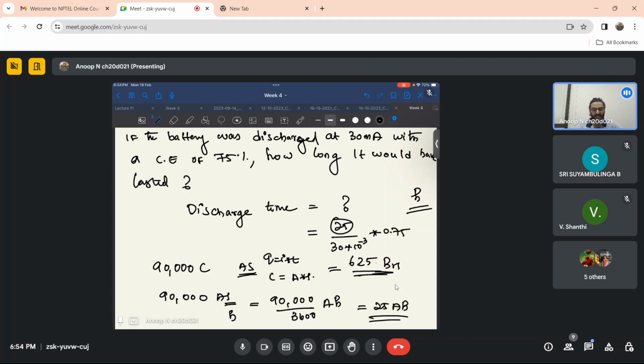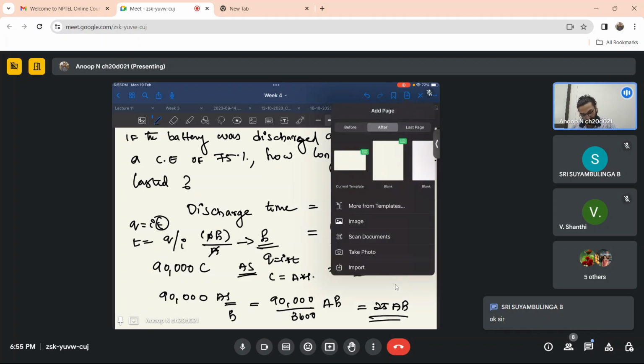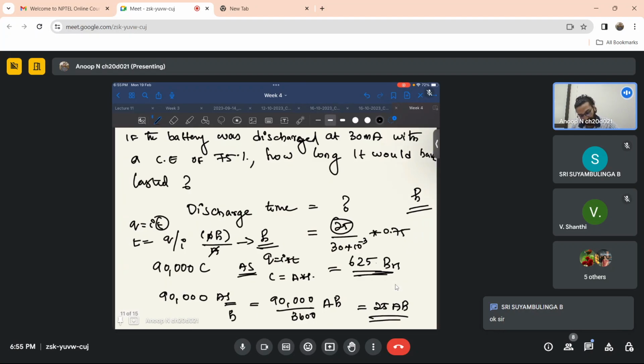So what is here? Nothing but Q is equal to IT. I want to find out T. So T is equal to Q divided by I. That's it. The unit of Q I am taking here is ampere hour, and I am taking as ampere. So ampere cancels out, and I will get the answer in hour. Clear? Yeah, fine. So now let's move on to the next question.